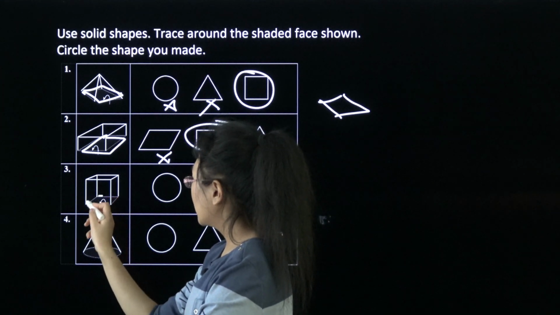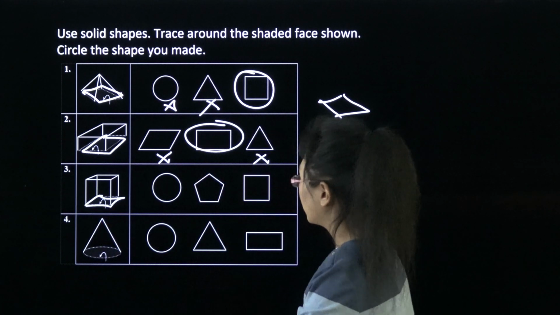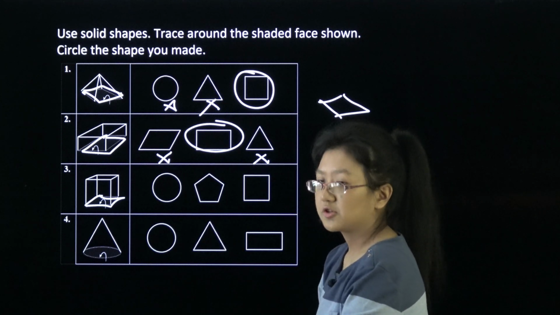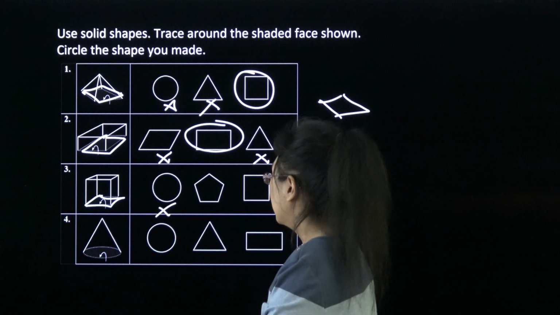Now this question number 3 is easier than question number 2. It's this shape. It has 4 sides. This one is a circle. Circles do not have sides, or at least do not have flat sides. So it's not a circle. This one has 5 sides.